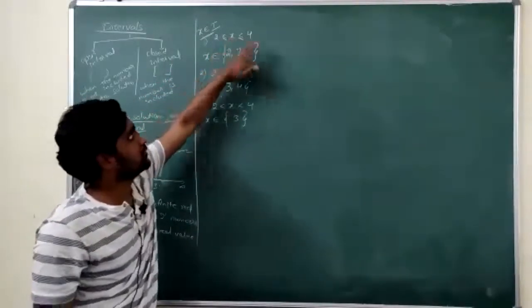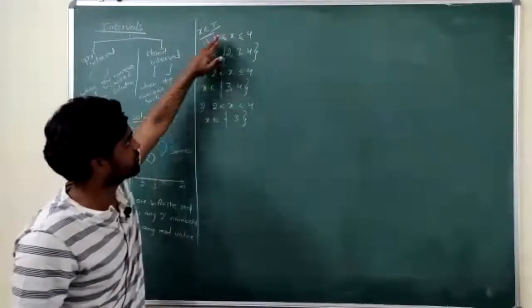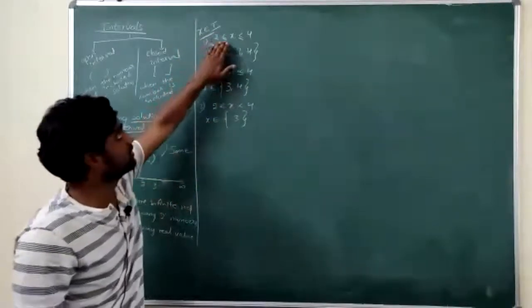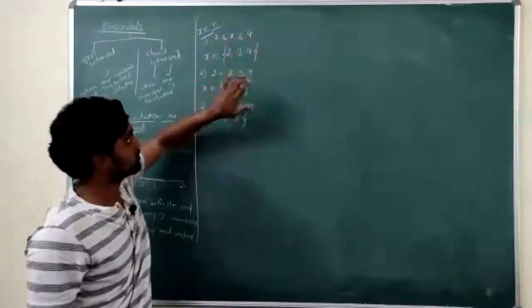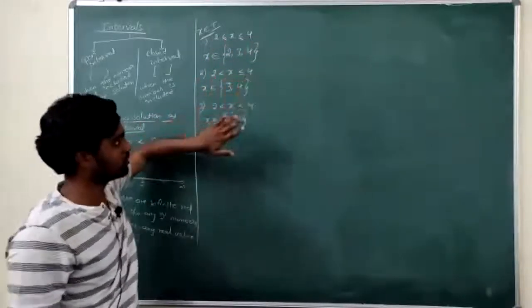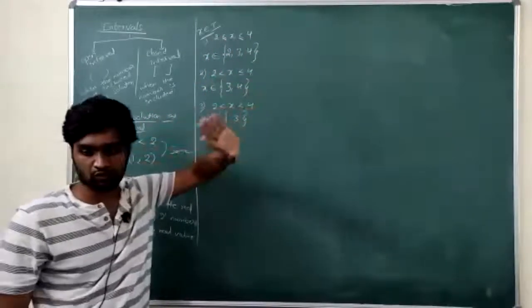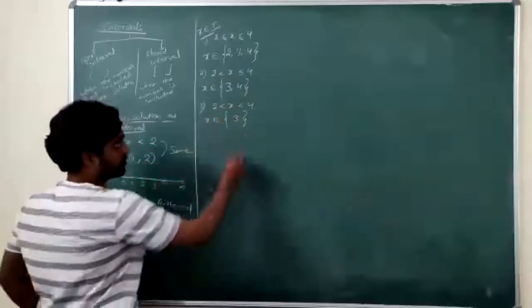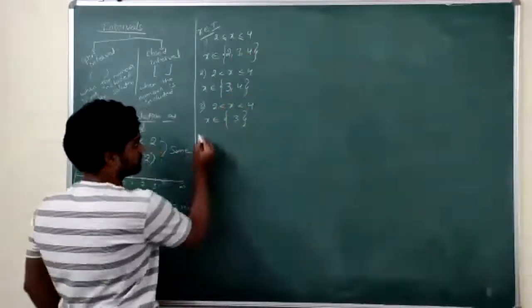Here x is in between 2 and 4. In all the 3 questions x is in between 2 and 4 only. But here x can be equal to 2 or 4. Here x can only be equal to 4. Here x cannot be equal to 2 and 4. Okay. So this is our expression in set form.